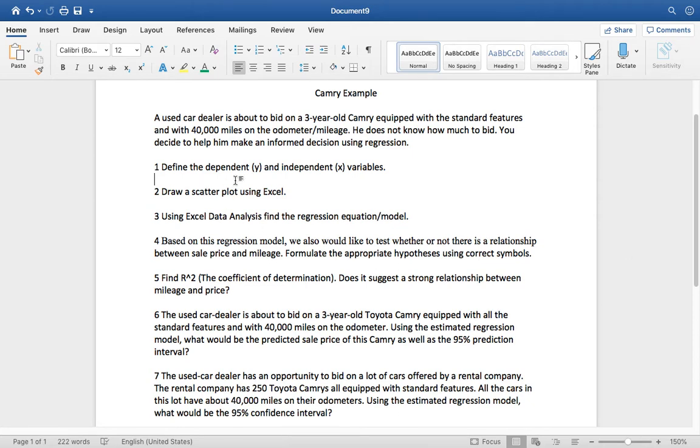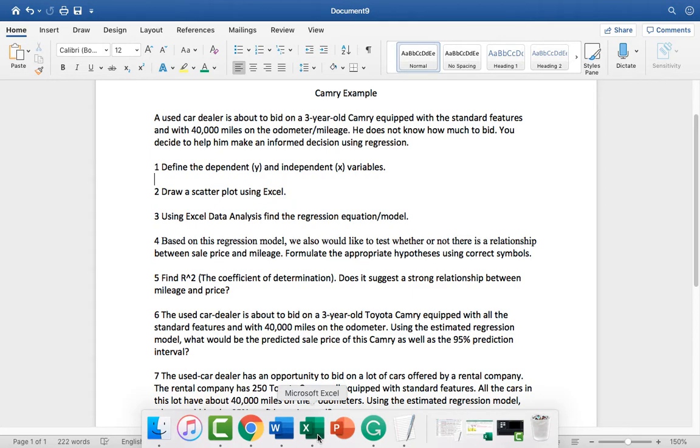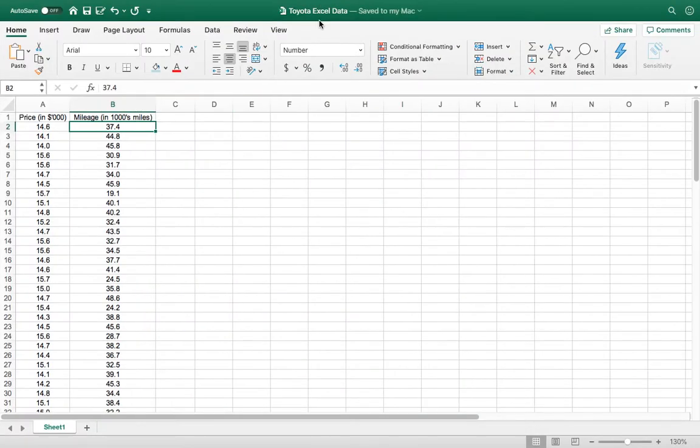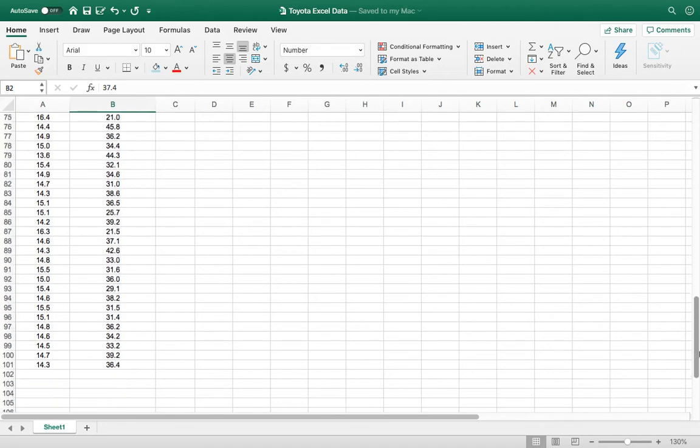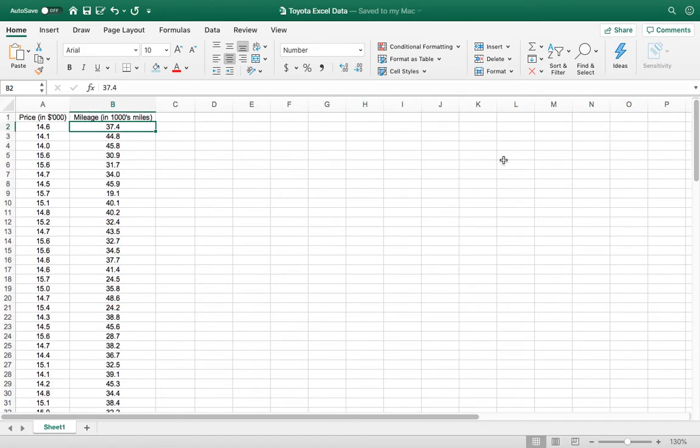So we need to define the dependent variable y and the independent variable x. We are given the information, and I will make this available to you under Toyota Excel data. In fact, if I scroll down, we'll see we're given the information on 100 cars. For the first car, the price is $14,600 because it's in thousands, and the mileage is 37,400, in thousands as well.